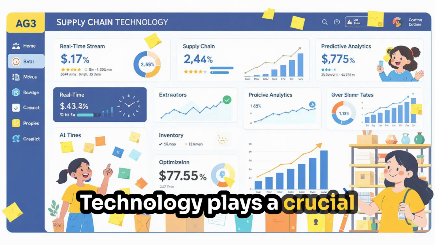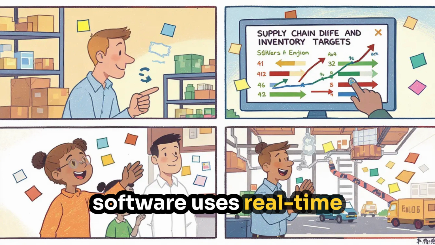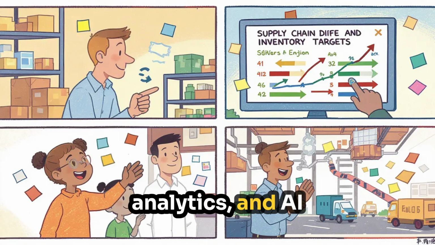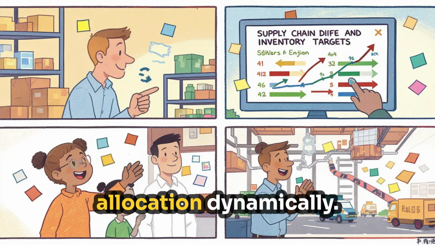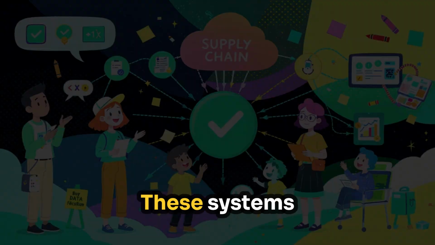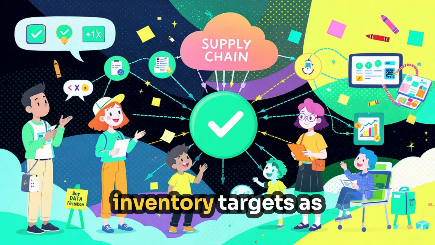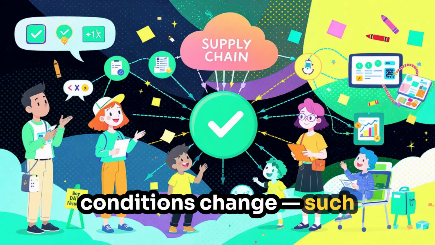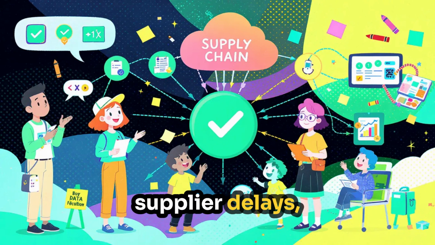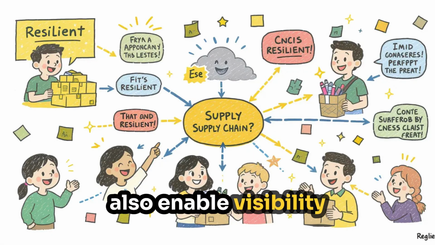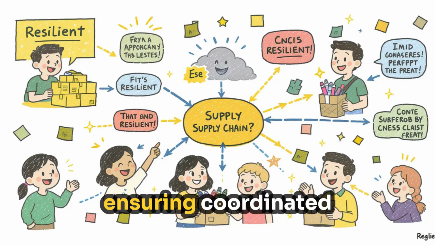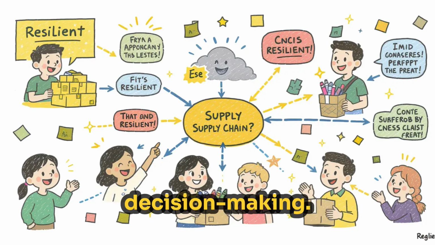Technology plays a crucial role in enabling MIO. Modern supply chain software uses real-time data, predictive analytics, and AI algorithms to simulate demand scenarios and optimize stock allocation dynamically. These systems automatically adjust inventory targets as conditions change, such as shifts in demand, supplier delays, or transportation disruptions. Cloud-based solutions also enable visibility across all echelons, ensuring coordinated decision-making.